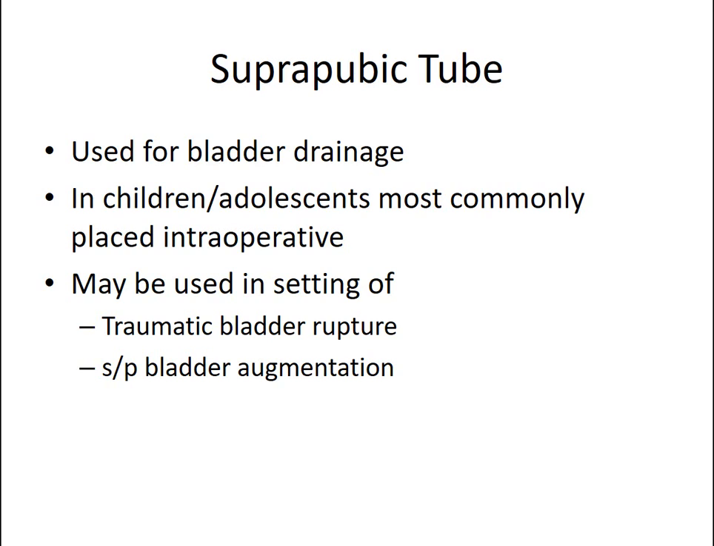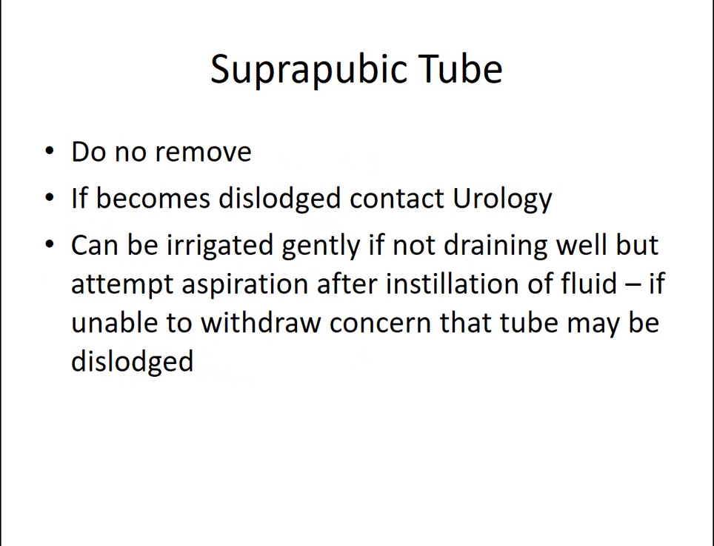These are placed intraoperatively by and large in children, different than adults. We don't remove these at all costs. If they become dislodged and we see them sitting on the belly wall with the suture right beside it, we would contact urology. Sometimes if these have been placed for a duration, the tract will actually be healed and we can slip a catheter right through that tract. If these are bloody, they can be irrigated. If, however, you are trying to get urine or fluid in and you are unable to aspirate that fluid back, that would be a concern that that tube may have pulled out of the bladder, and we would recommend not continuing to flush that tube.